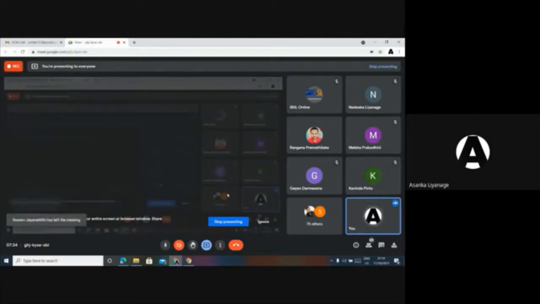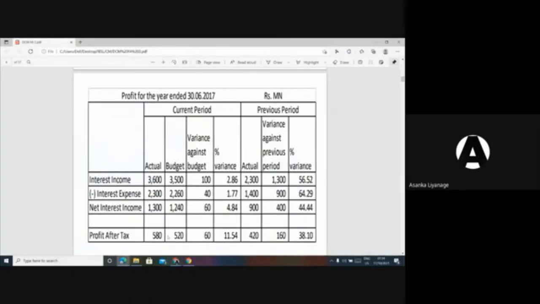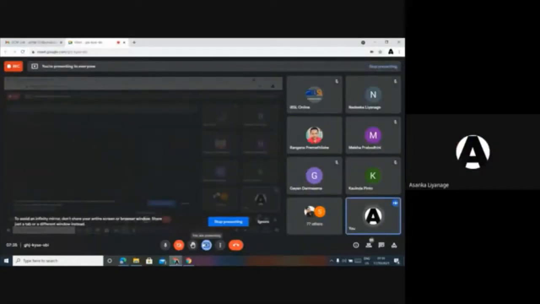That is one thing. Then you have the question, what is achievement? Achievement is also the same thing. If you take the comparative against the previous year, you have achieved 38% increase, right? If you go to the example I presented here, profit after tax compared to the budget, you have achieved 11.54%, an increase of achievement. This achievement can be of increase or decrease. Similarly, profit after tax against the previous figures, you have achieved 38% increase. Are you clear? Yeah, sir. Thank you. Right. Any other questions?